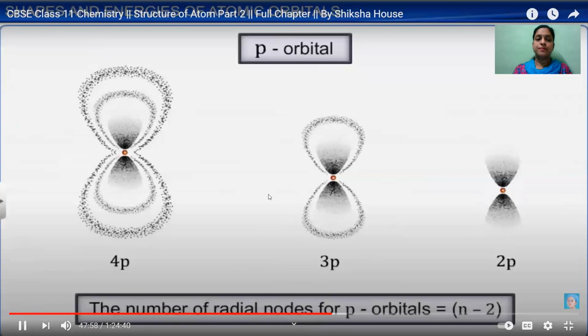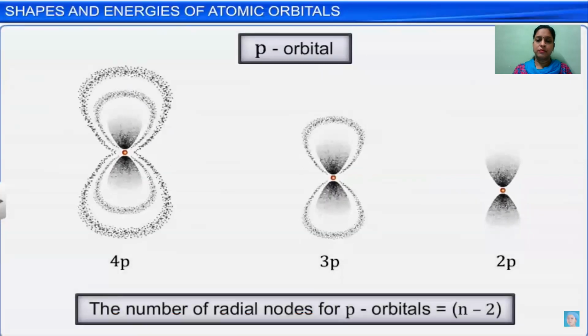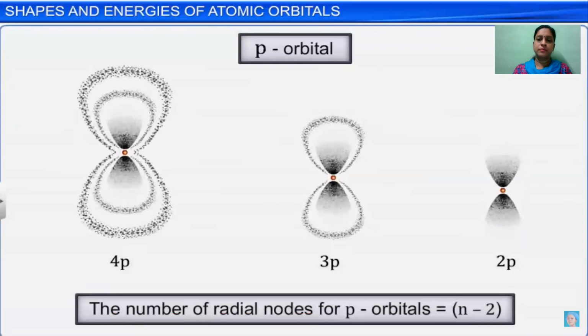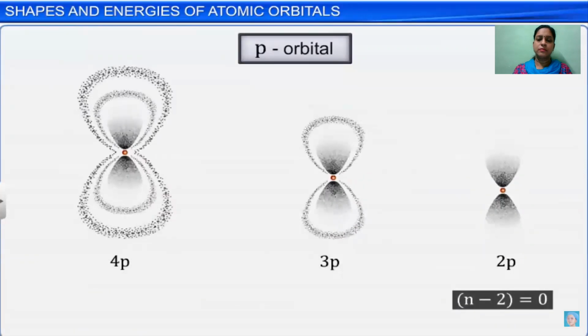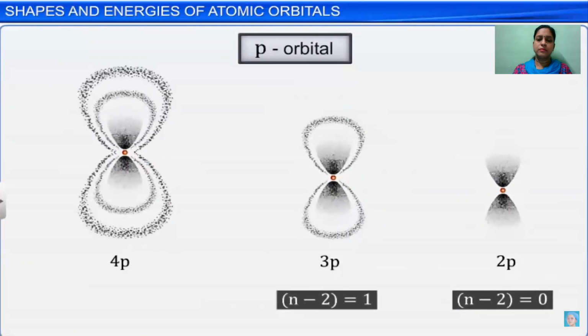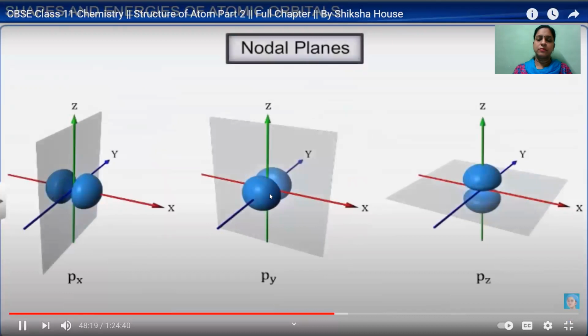Number of radial nodes is 0 for 2p orbital, 1 for 3p orbital, 2 for 4p orbital, and so on. In addition to these radial nodes, for np and nd orbitals, the probability density function is also 0 at planes passing through the nucleus. These planes are called nodal planes.